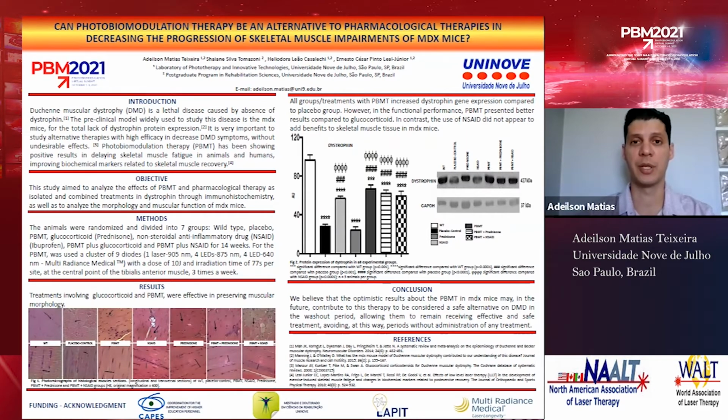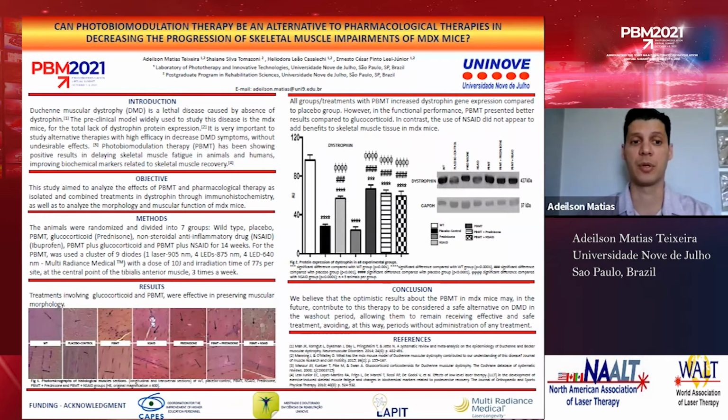And photobiomodulation has been showing positive results in delaying skeletal muscle fatigue in animals and humans, improving biochemical markers related to skeletal muscle recovery. This study aims to analyze the effects of photobiomodulation and pharmacological therapy as isolated or combined treatments on dystrophin through immunohistochemistry, as well as to analyze the morphology and muscular function of MDX mice.